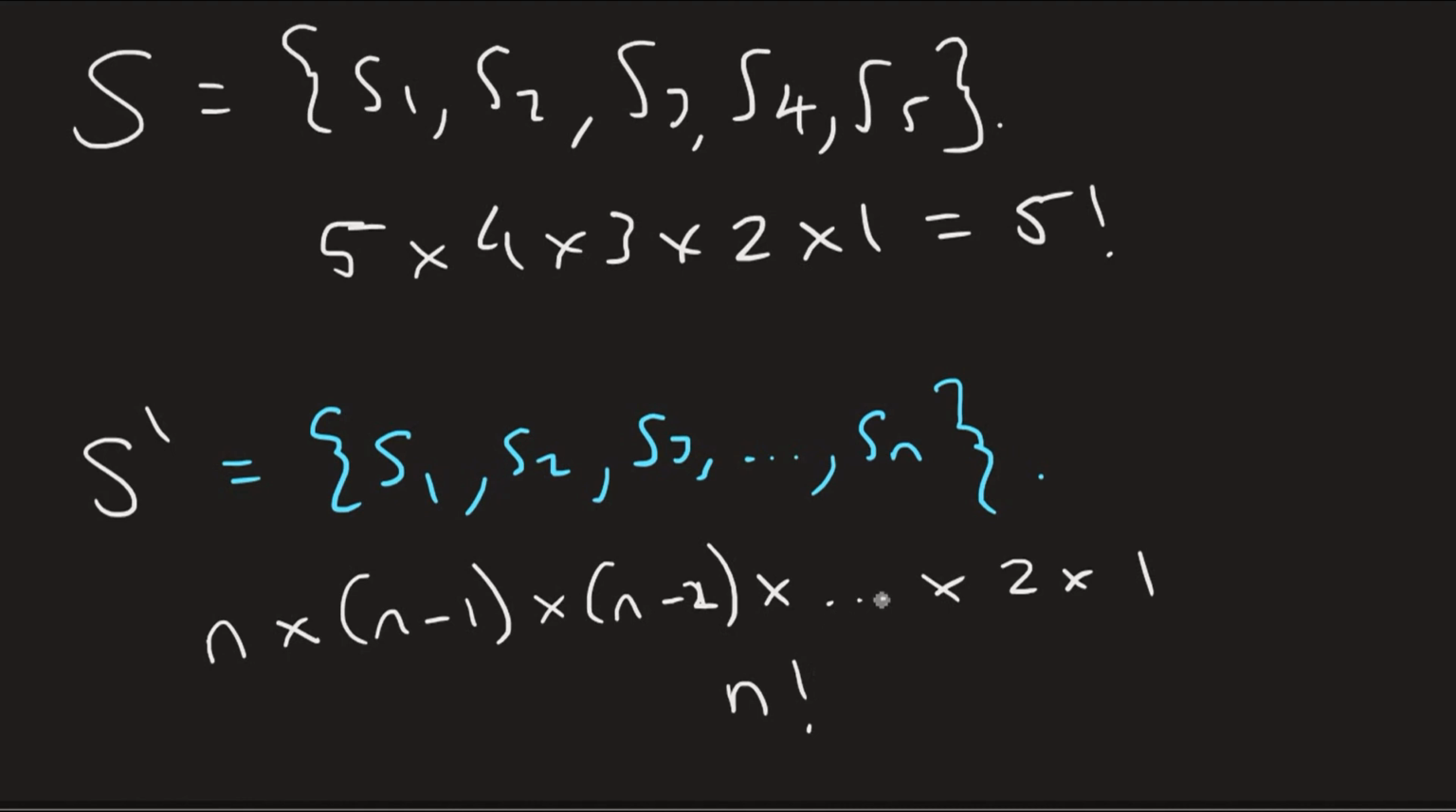So if we have any set, say we had a set with 7 elements, and we want to find out how many permutations there are of all of the members of the set without replacement, it'd be 7 factorial, 7 times 6 times 5 times 4 times 3 times 2 times 1.